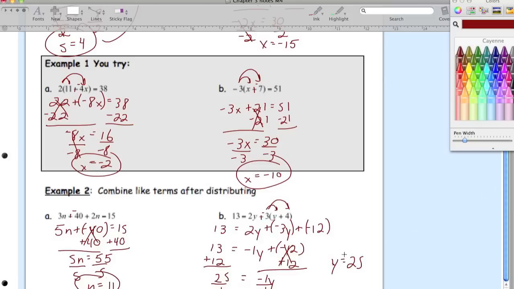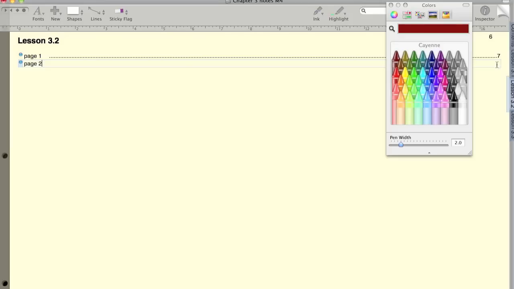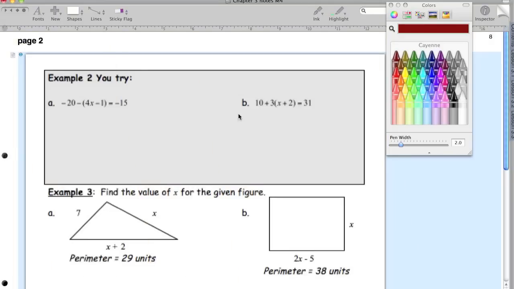Oh, negative 25. Sorry. Divided by negative. Alrighty. Let's take a look at page 2. Well, I do want to do the first one, and then we'll skip letter B just for time's sake and come back if we have a moment.